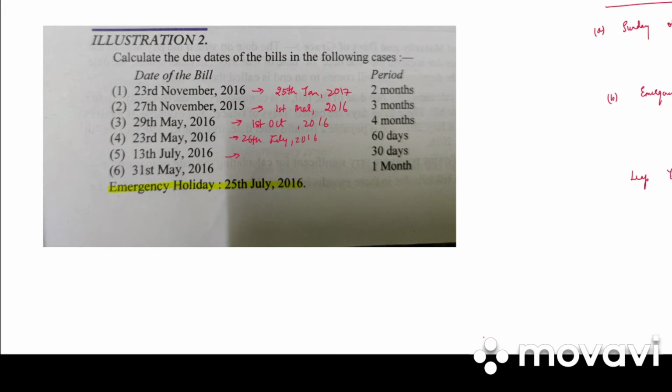Next we have 13th July for 30 days. It will be 15th August, but 15th August falls on a public holiday. So 14th August 2016. And last we have 31st May. So 31st May for 1 month, 3rd July 2016.